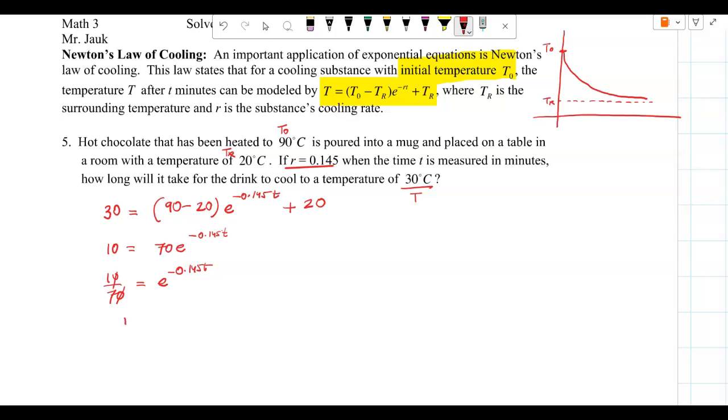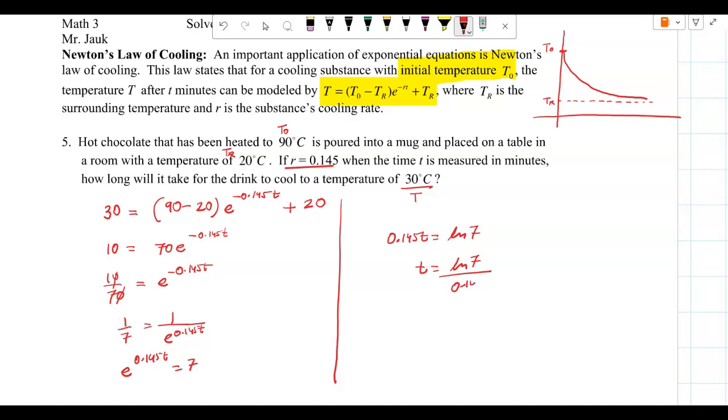Now can I do 1 over 7? This is negative, so 1 over e raised to 0.145 t. Cross multiply: e raised to 0.145 t is equal to 7. So then ln 7, because of the base e. You brought that base e to the right side, and the e becomes ln. Just remember that, it's important for your IB as well.